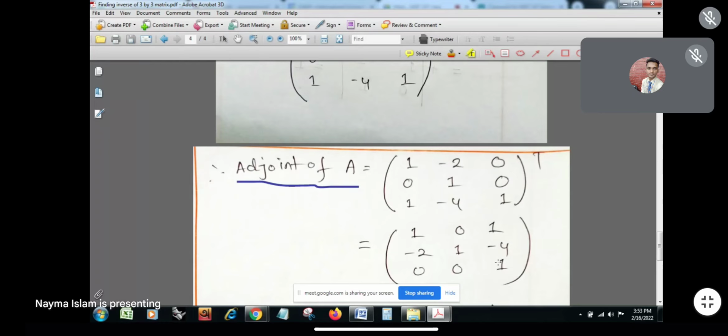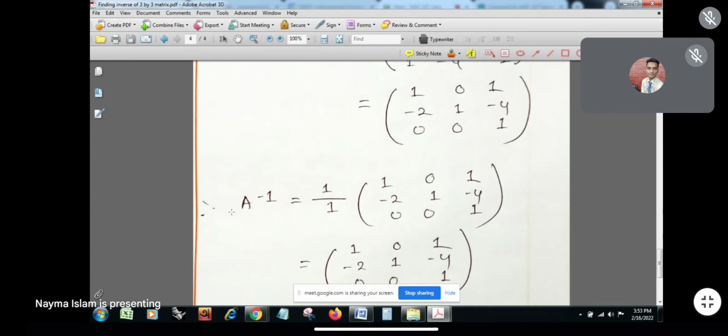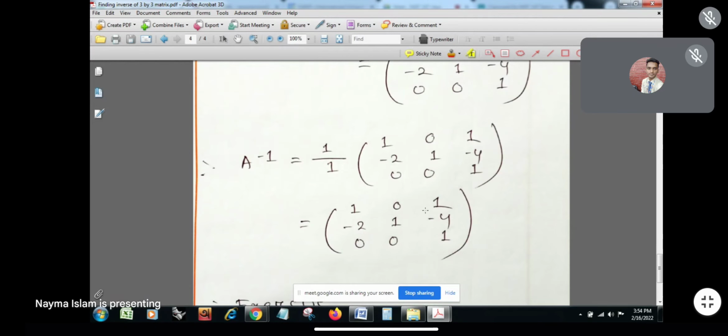Is it clear what I have done here? Yes, ma'am. That means row to column and column to row. After that, I write down the answer: A inverse equals 1 by determinant A times adjoint A. So this is our answer.